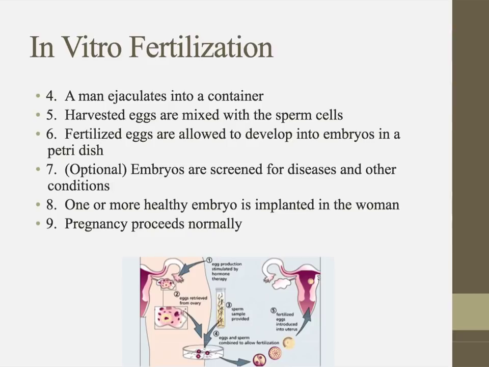But whether or not you choose to have those embryos screened, the last couple steps here are that one or more of those healthy embryos is going to be planted in the uterus, and then pregnancy occurs normally. So IVF is just a way to skip the normal ovulation, fertilization, implantation method, and to get the eggs, get the sperm, and then plant an embryo back in the uterus.